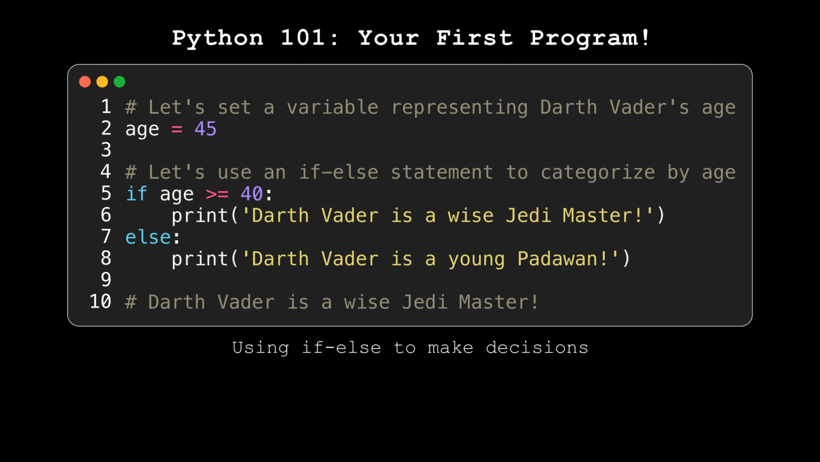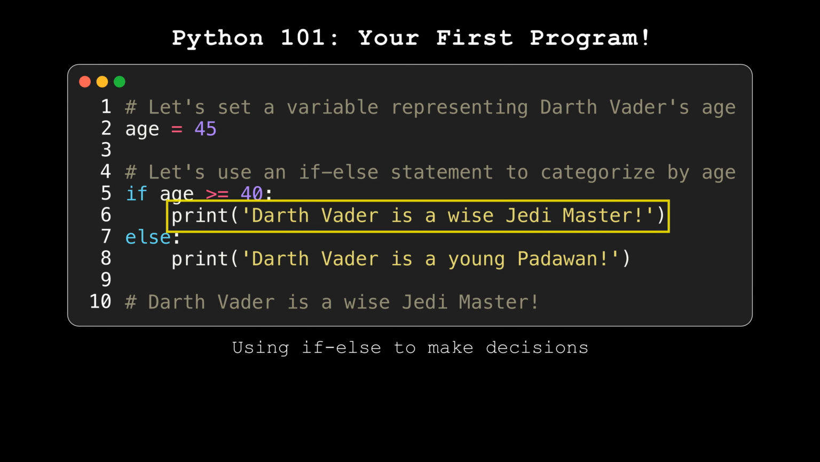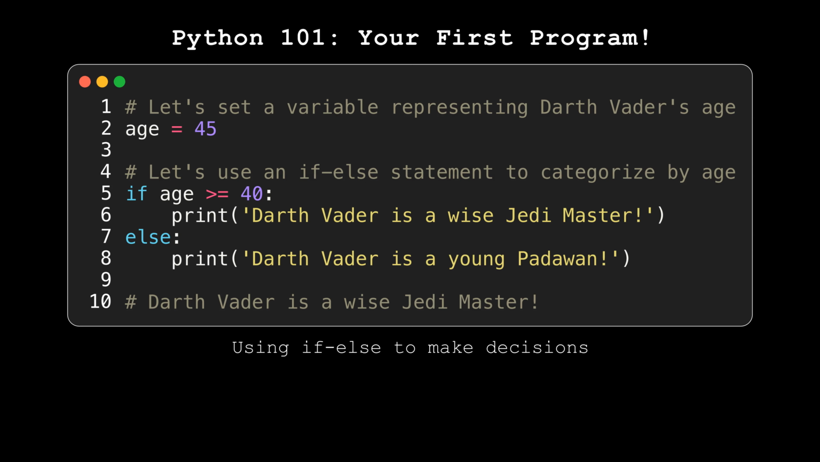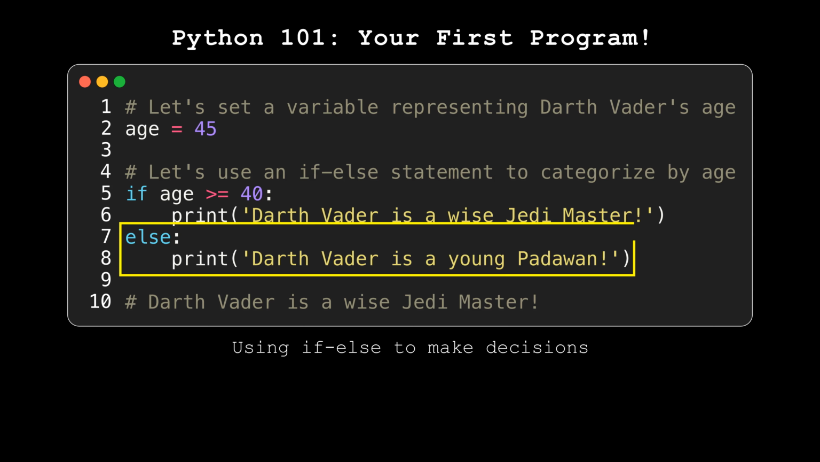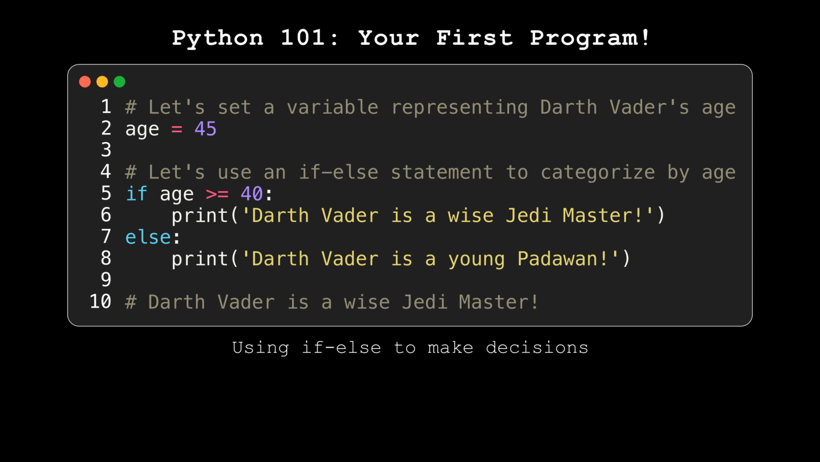Is age greater than or equal to 40? If the condition evaluates true, Python executes the first indented block, calling Darth Vader a wise Jedi Master. If it is false, the else block runs, calling him a young Padawan. The key idea is simple. If conditions help your code make logical decisions and execute actions accordingly, essential to making smart and interactive programs.